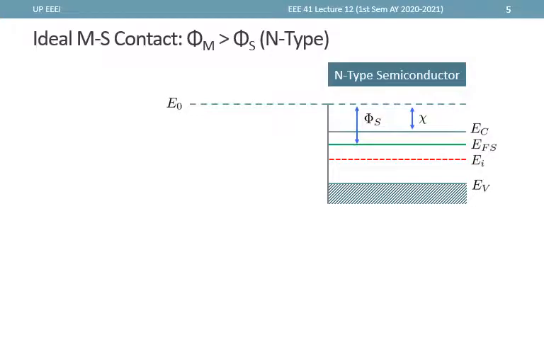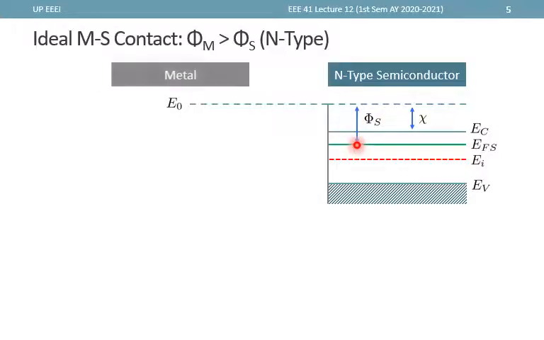Now let's consider drawing the energy band diagram for ideal MS contacts, considering that we have an N-type semiconductor. So here the Fermi level is within EC and Ei, and let's say we consider Vm is greater than Vs. So let's start with this N-type semiconductor. Vs is the difference between E naught and EF.